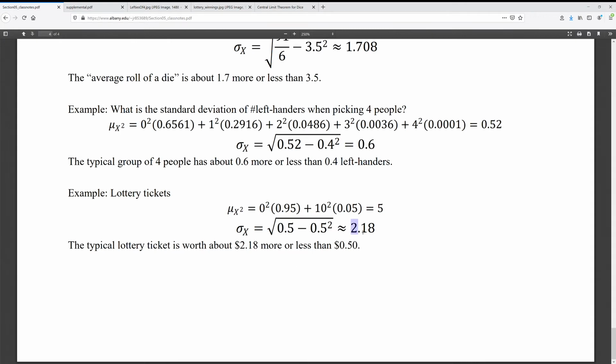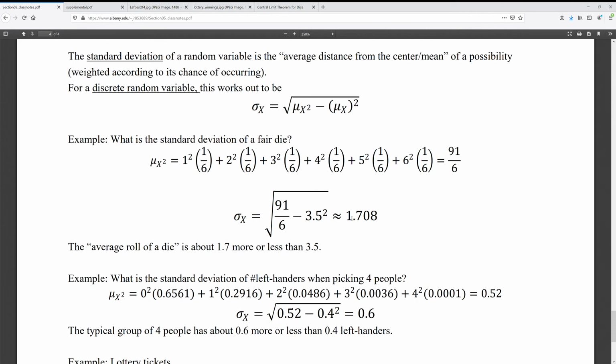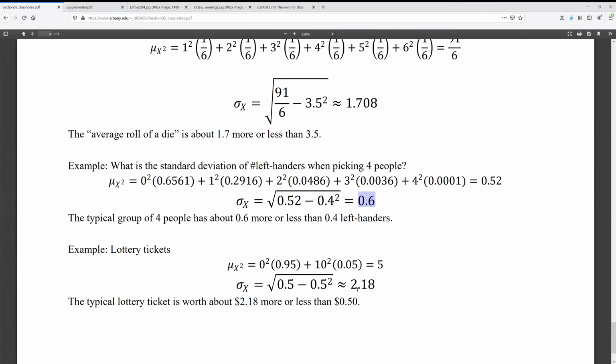And as always, the standard deviation is in whatever units you had in the first place: 1.708 die rolls, 0.6 left-handed people, $2.18. By the way, why do I round this to two places?